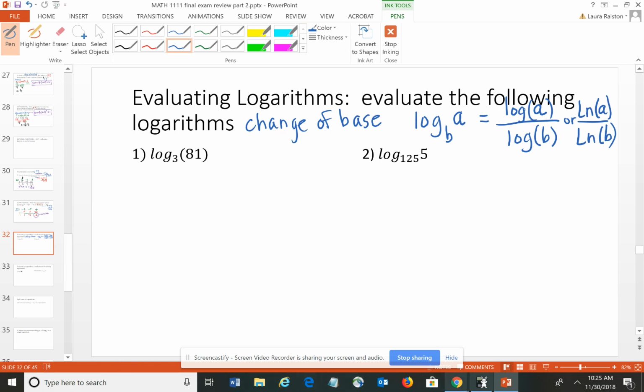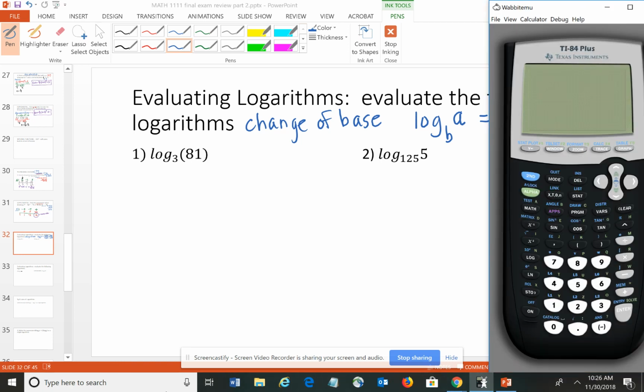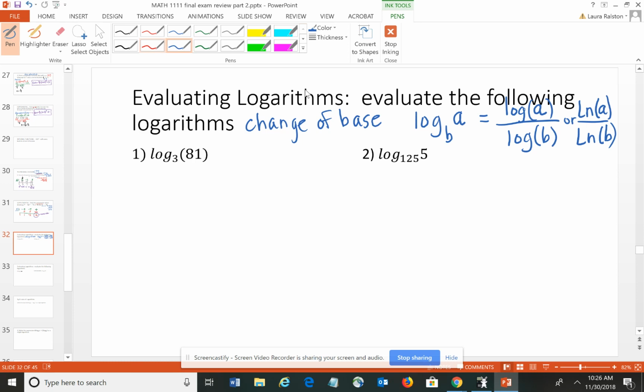So I'm going to pull my calculator up and we're going to look at these problems using that formula and my calculator. Okay, so I have log base 3 of 81. If I'm looking at this problem, the b is my 3 and a is the argument, or 81. So I'm going to enter in my calculator log of 81 divided by log of 3.